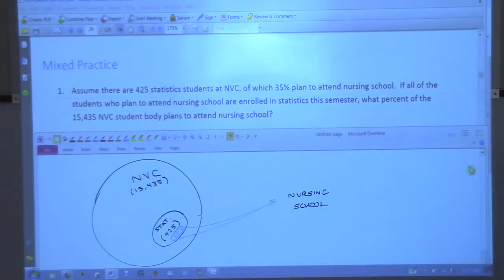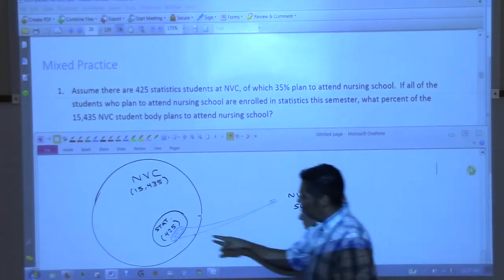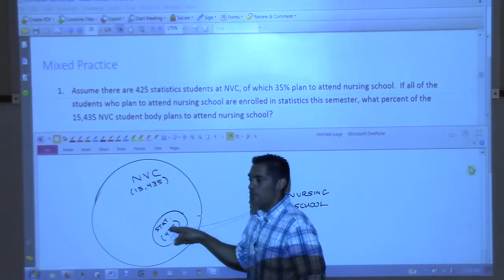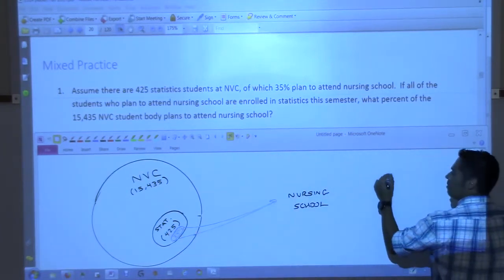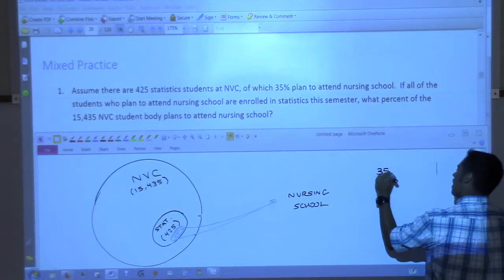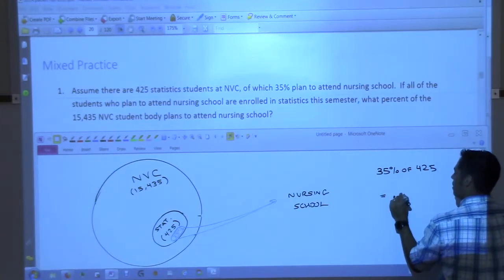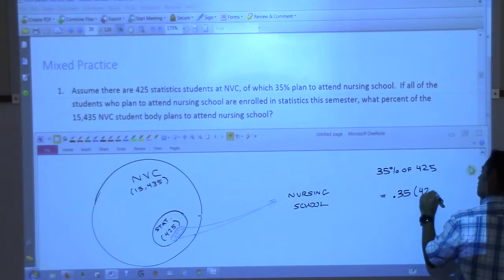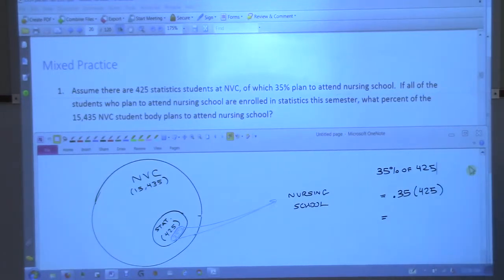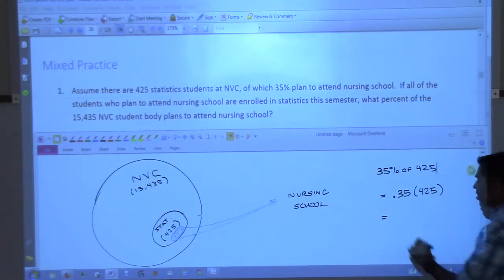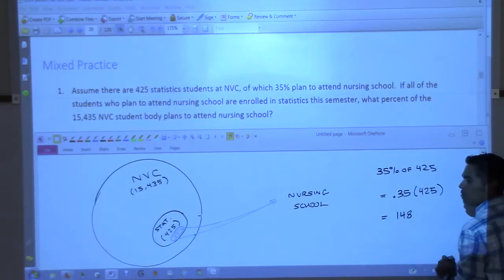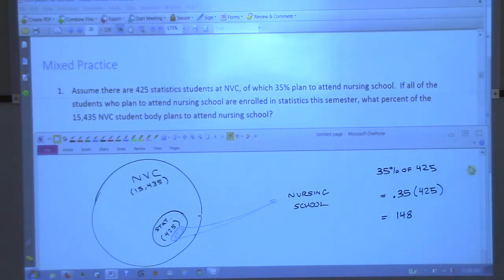Okay. Now, you suggested we do what? Yeah, we first need to figure out how many people are in this little blue group right here, which is 35% of the 425. We need 35% of the 425, which is the same as doing 0.35 times 425. That's 148.75. Let's just go with 148 since they're people, so we won't cut them up into smaller pieces. You can do the decimals or just leave it as a whole number.